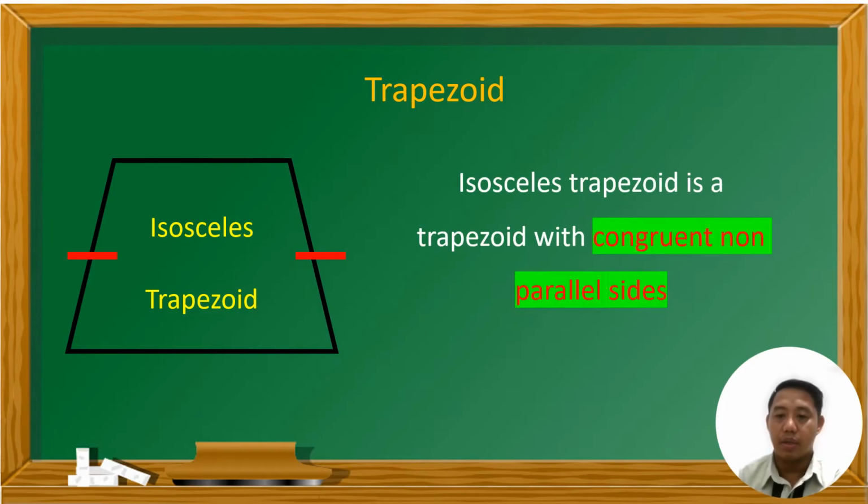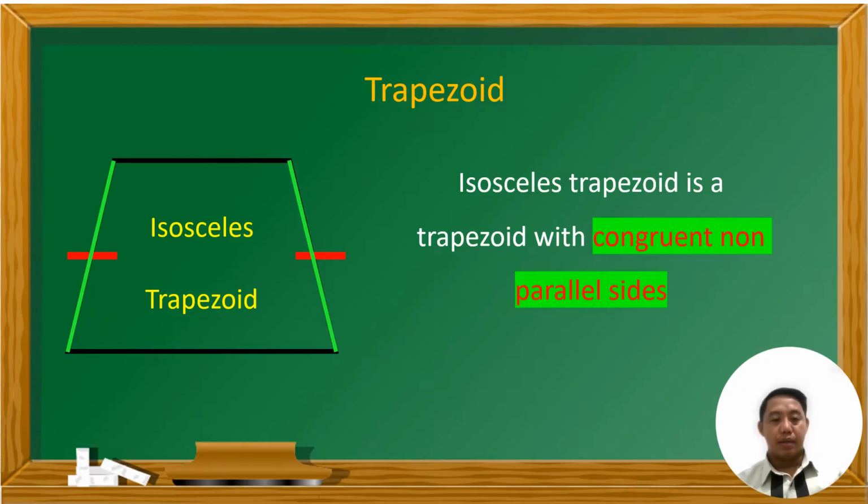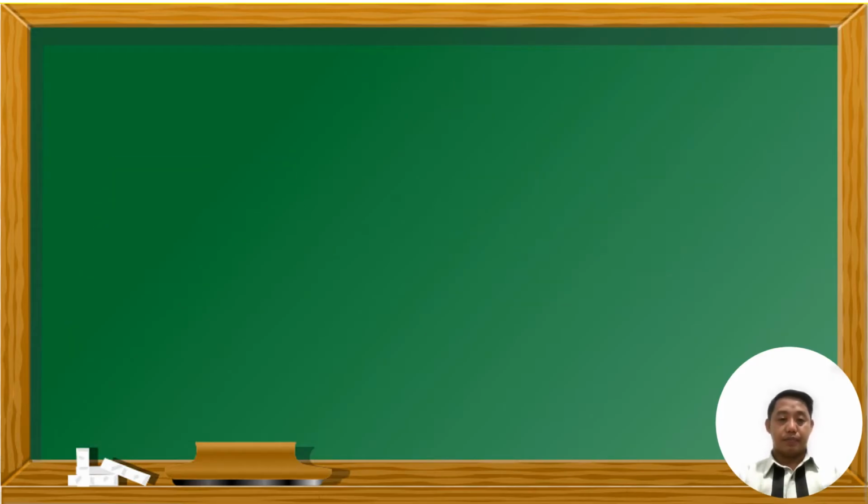Okay, so trapezoid, meron tayong tinatawag na isosceles trapezoid. Isosceles trapezoid is a trapezoid with congruent non-parallel sides. So itong side na yan is parallel. Itong namang non-parallel, they are congruent. Itong maliit na dash na yan, yan ang nagsasabi na sila dalawa ay equal in measurement. Okay? So yan yung tinatawag natin congruent na non-parallel sides.